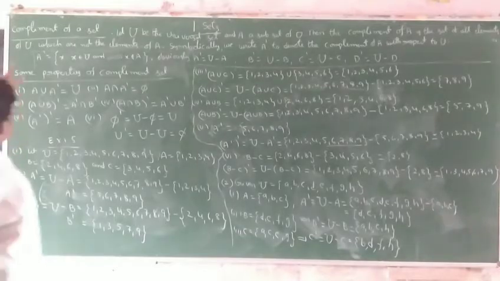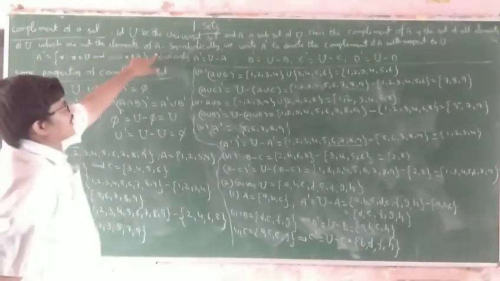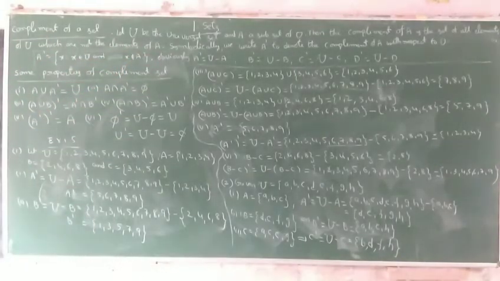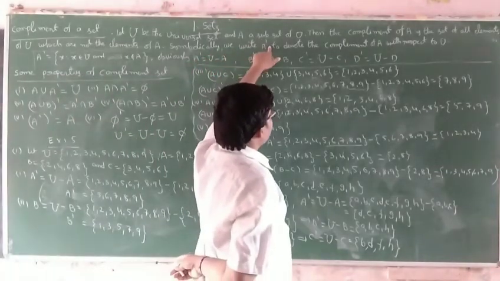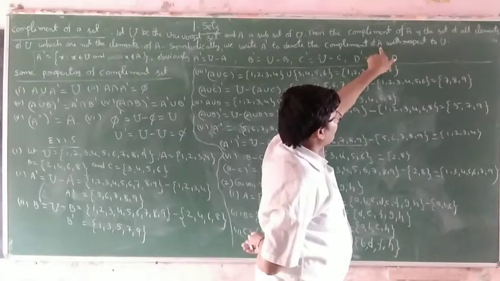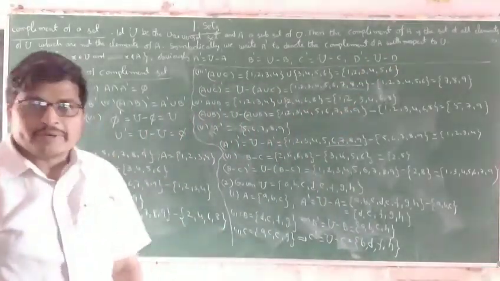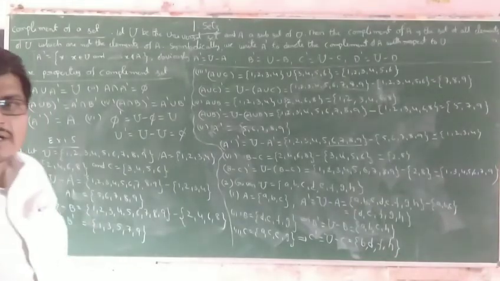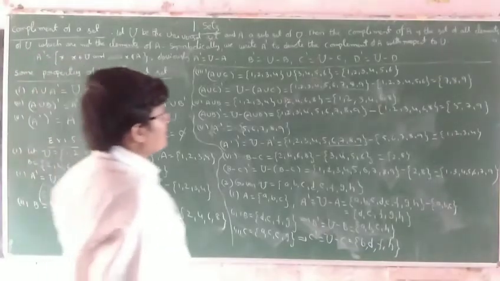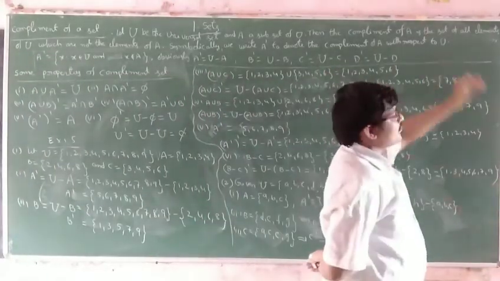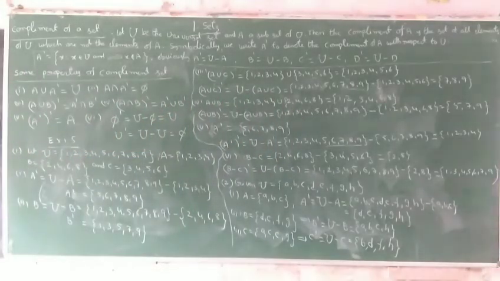Totally, the complement is nothing but universal without A, the elements not in A. Symbolically, we write A dash to denote the complement of A. B dash is the complement of B, C dash is the complement of C, D dash is the complement of D. This is the complement of a set with respect to U.